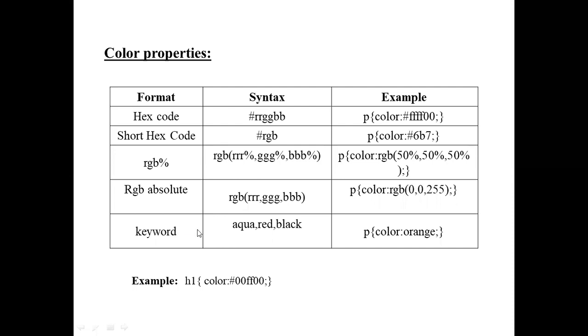Next format is keyword, where we give the color by name: if you want red, red; if you want aqua, aqua; if you want orange, orange. So we specify the color in these formats: hexadecimal code, short hexadecimal code, RGB percentage, RGB absolute, and keyword. Let us see the examples for these properties: color property, font property, and list property.